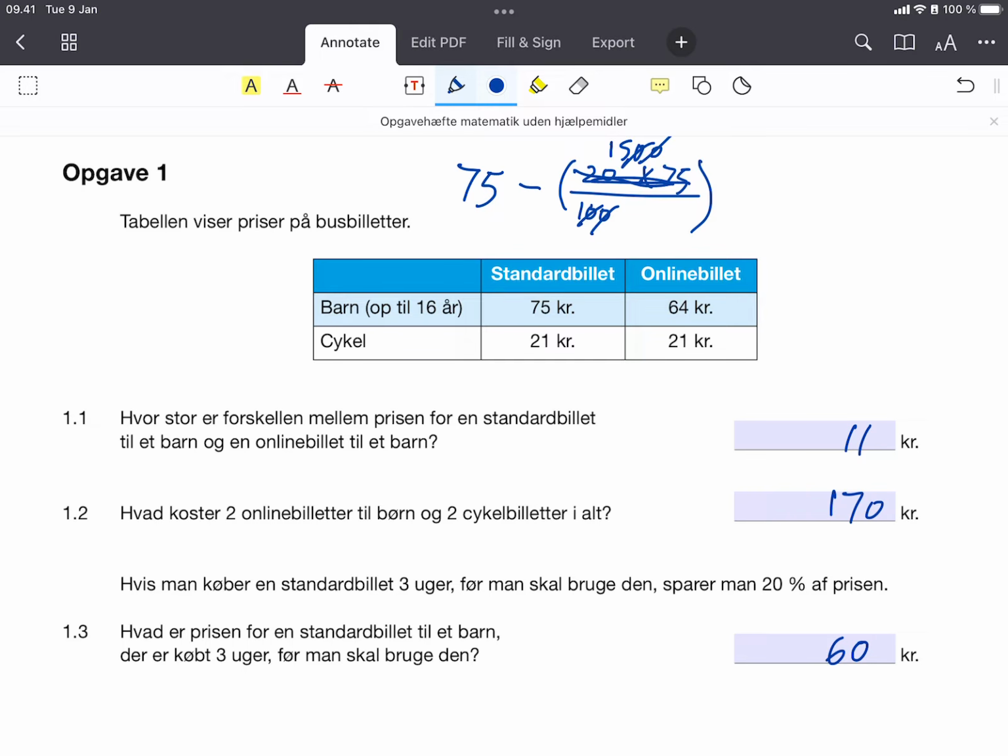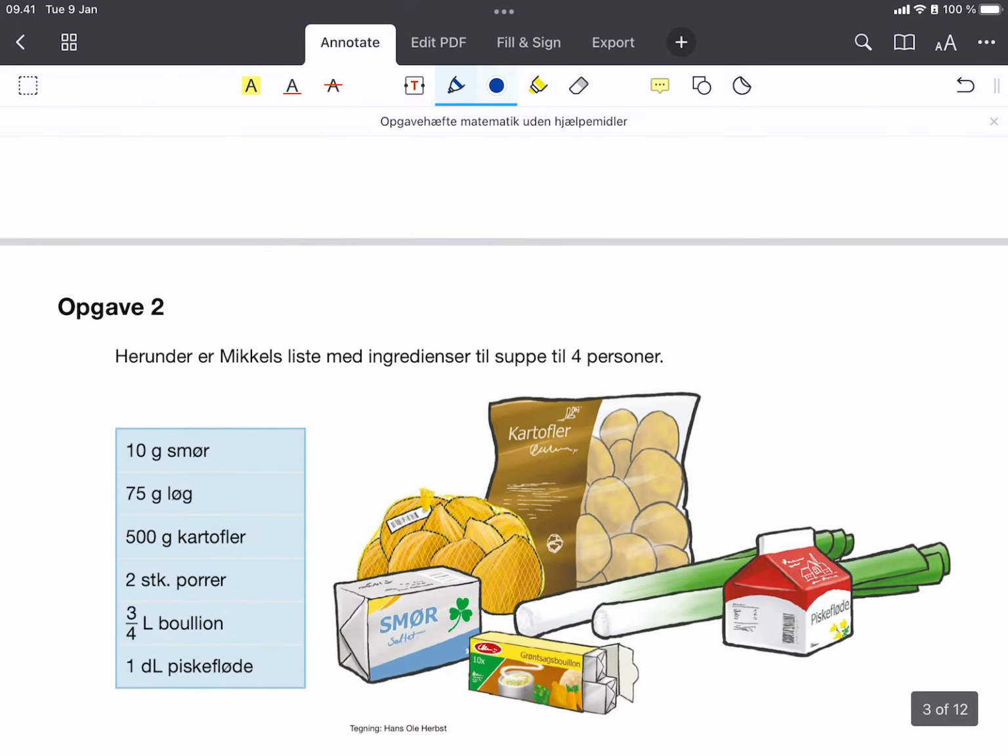Okay, on we move. A little bit behind time at the moment. I can see I'm coming up to 4 minutes and I've only done 3 questions, so I had better get a move on.